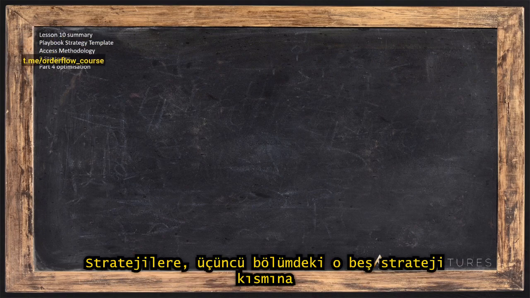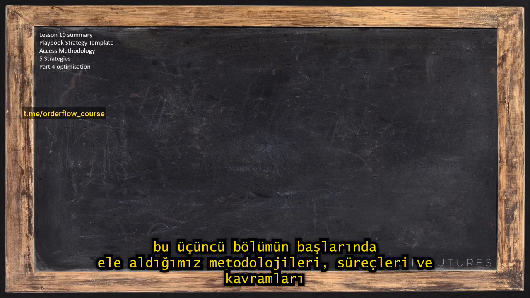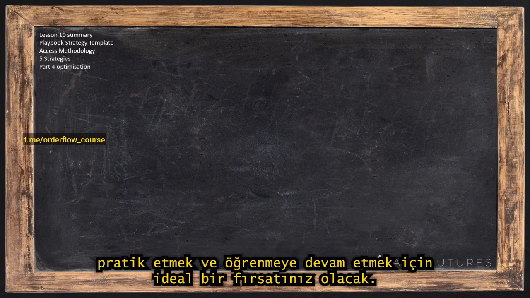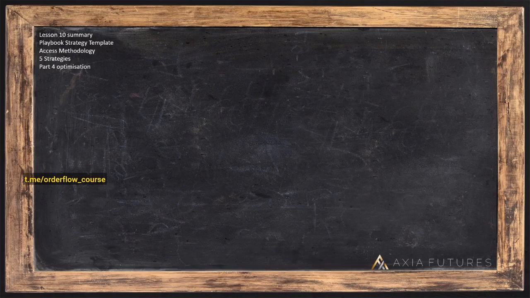When we then get to the strategies, the 5 strategies section or lessons within this part 3, there you're going to have optimal opportunity to practice and keep learning these methodologies, processes, and concepts that we're dealing with early in part 3. So what did we do in lesson 10 as a summary?